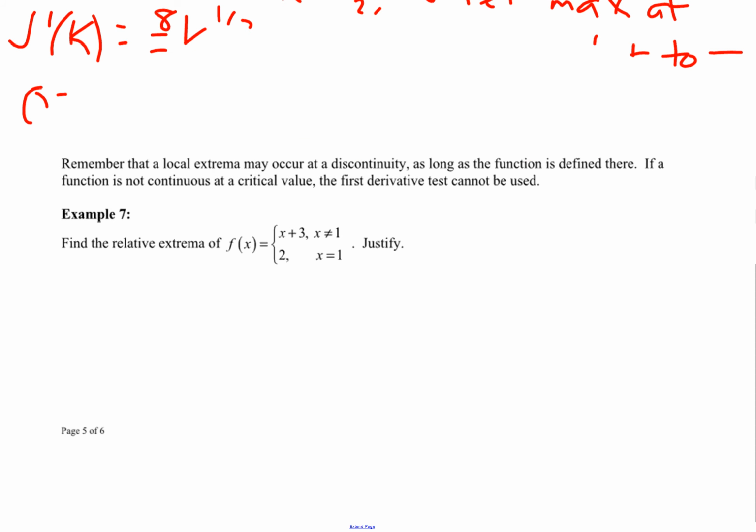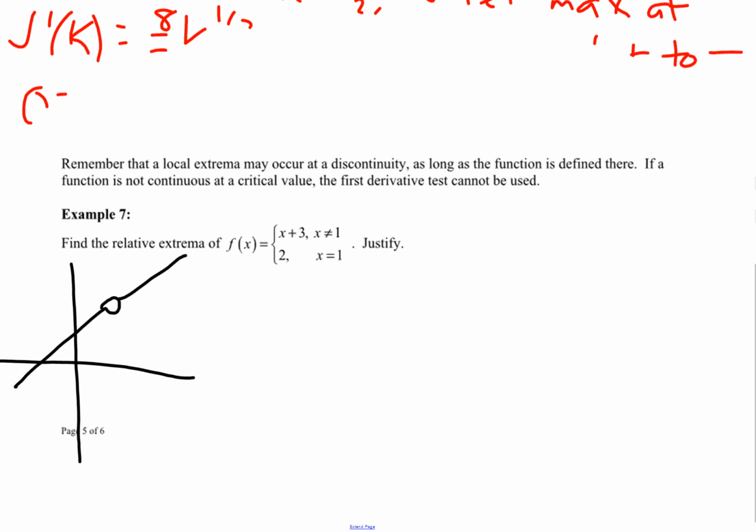All right. Now, when you have piecewise functions, it really helps to graph it or get a good idea of what the picture looks like, because that can make all the difference. So we have, looks like a linear equation, x plus 3, except for we have a hole at x equals 1. Now, at x equals 1, we do have a point. At x equals 1, y equals 2. So it's going to be somewhere down there.